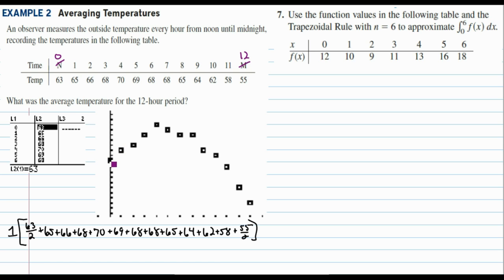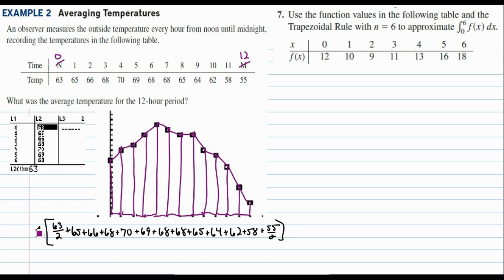So instead of this being a nice fluid curve, I'm going to connect every single data point with one side of my trapezoid, and then I can divide this into all the pieces necessary to make those trapezoids. Each trapezoid has a width of 1, and then I take the heights. That first height, the initial height, is 63. I'm going to divide that one by 2. Every other one gets a whole 65, a whole 66, a whole 68, etc. And then 55 divided by 2 from the last one.